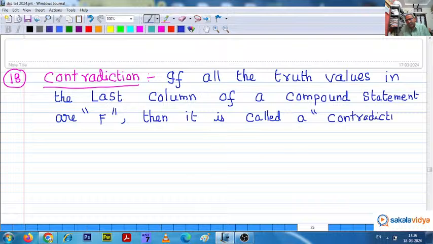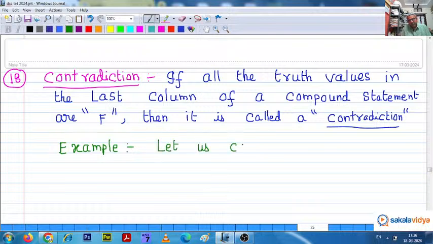Previously, in the previous case, we have discussed tautology. Now it is a contradiction, right. So let us discuss an example for the contradiction. So let us consider P and negation P. The previous case is P or negation P. Now it is P and negation P.